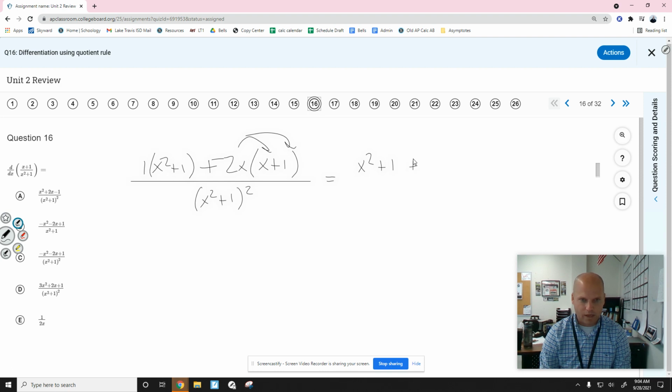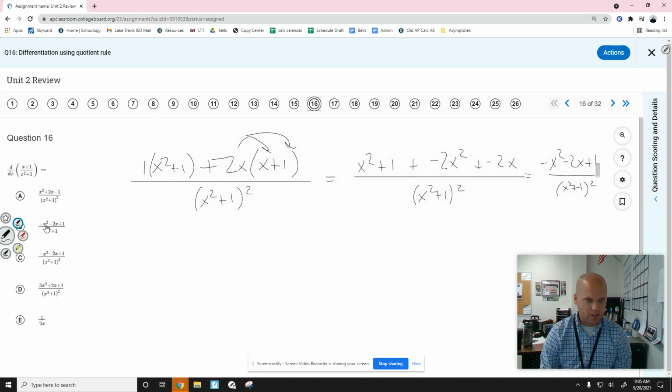X squared plus 1 plus, this will be negative 2x squared after I distribute the negative 2x, and this is negative 2x. That's all over the x squared plus 1 squared. That simplifies to negative x squared minus 2x plus 1 over x squared plus 1 squared. Boom, that guy, answer C.